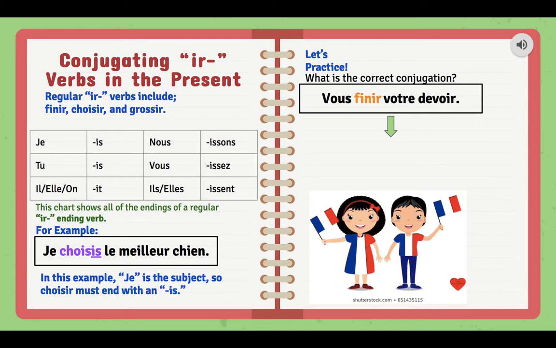For example, je choisis le meilleur chien. In this example, je is the subject, so choisir must end with an is. Now that you have acquired the skills you need, let's practice. What is the correct conjugation? Vous, finir in the infinitive form, votre devoir.